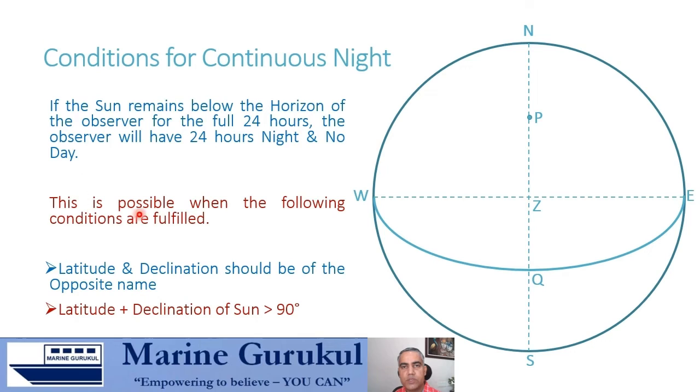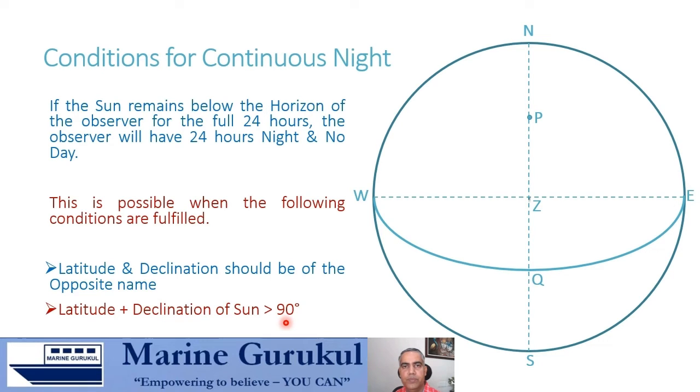Now this condition is possible when the following conditions are fulfilled. Number one, the latitude and declination should be of the opposite names in this case. For sun to remain below the horizon or for a continuous night or 24 hours night, the latitude and declination have to be of the opposite names. It is only possible when the lat and dec are of the opposite names. And the second condition is that latitude plus declination of the sun should be greater than 90 degrees.